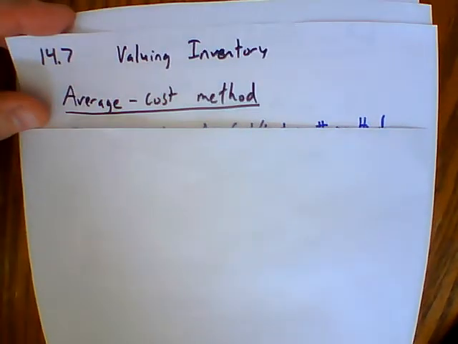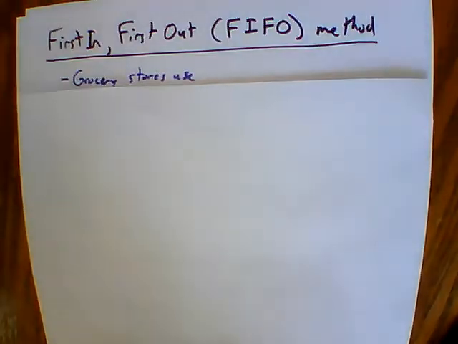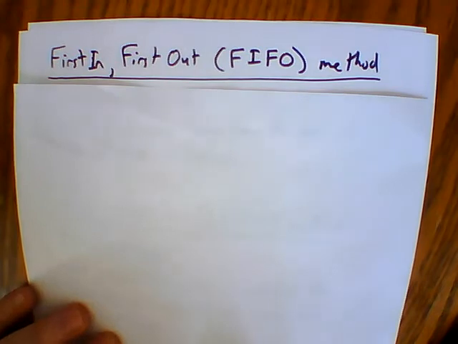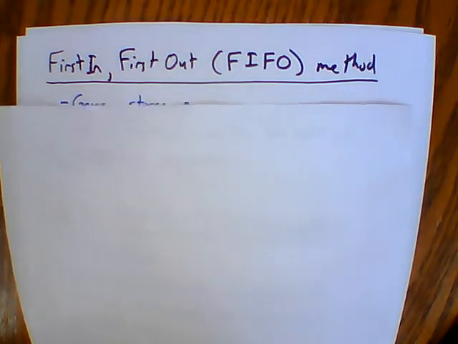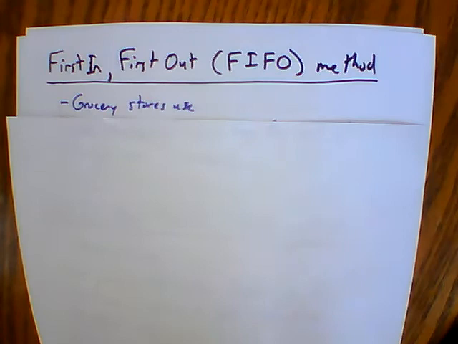Now this is one of our first methods. Once again, the average cost method is what this looks at. The next method takes a look at first in, first out, or FIFO method. So once again, we talk about first in, first out. One of the main stores that uses this is going to be any store that has consumables, things that have to be sold or they go bad. So basically, we start looking at grocery stores.